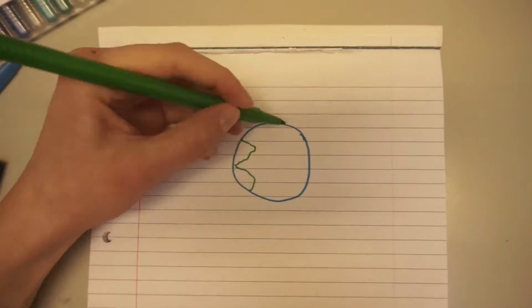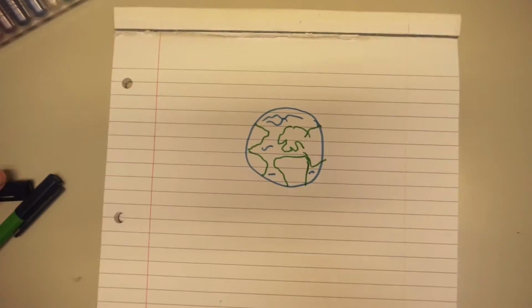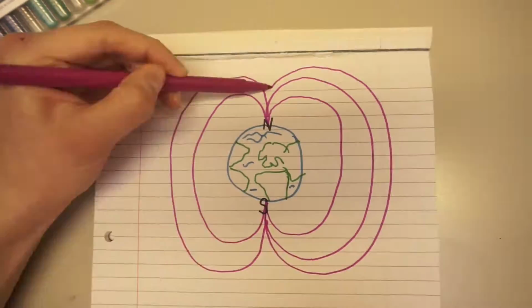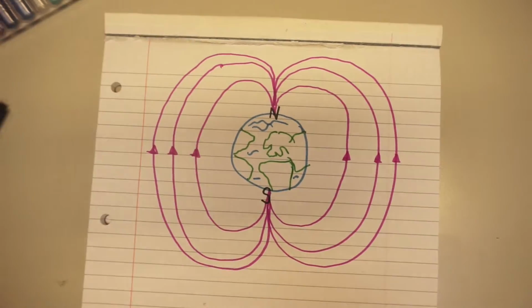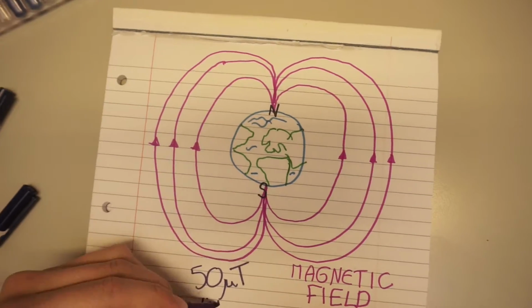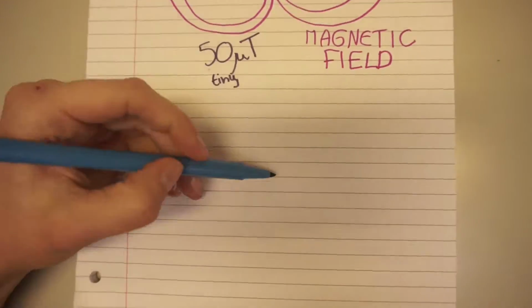So the Earth has a magnetic field. You can't sense it in any way unless you're a bird, but for all intents and purposes, it's there. We measure it in Tesla, and it's very small for the Earth, 50 microtesla. So why is this relevant to neuroimaging?